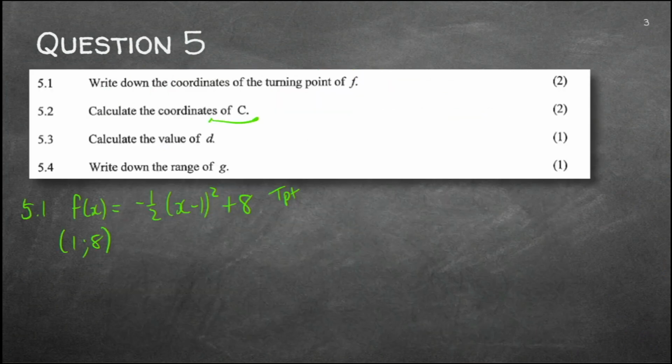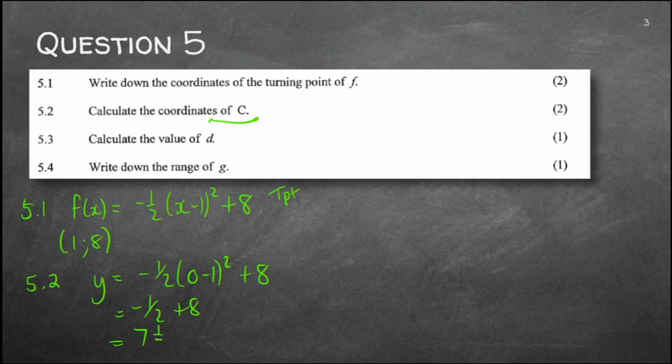Right, next question. Calculate the coordinates of C. We know C is the y-intercept. So let's quickly do that. So 5.2 means that y is equal to -1/2(0 - 1)² + 8. So it's -1/2 plus 8, which would just give me 7.5, or 15 over 2, meaning C is at (0, 15/2). And that's the answer.